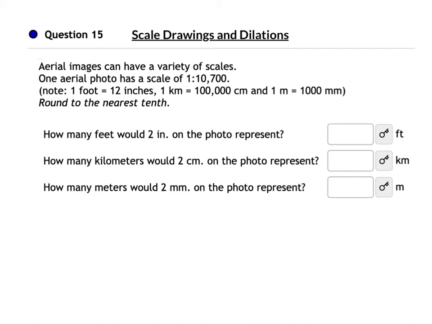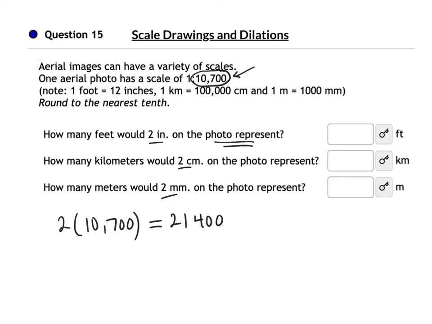In question 15, they give you an actual scale factor with no units. That means I can use any unit I want. What I know is that I have a photo and that in reality, everything is 10,700 times bigger. What I'll do then is take this 2 and multiply it by 10,700, which is 21,400. 2 inches in the photo would represent 21,400 inches in reality.